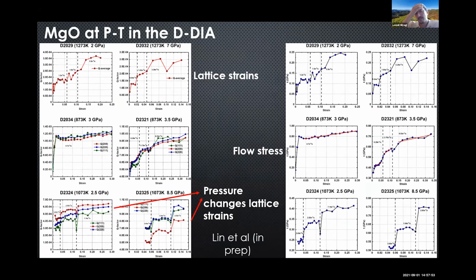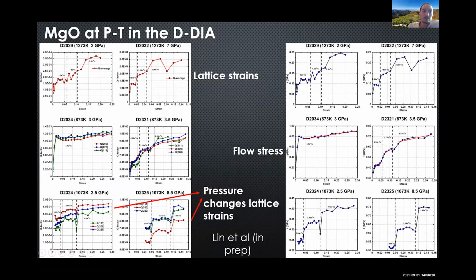So we actually revisited MgO and the D-DIA again. And so here we did a range of temperatures and pressures. So here's 1273 K, the highest temperature we did. We did 2 and 7 GPa. Here's 873 K, the coolest temperature, and these were both about 3 GPa. And then we also did 1073 K with 2.5 and 8.5 GPa.